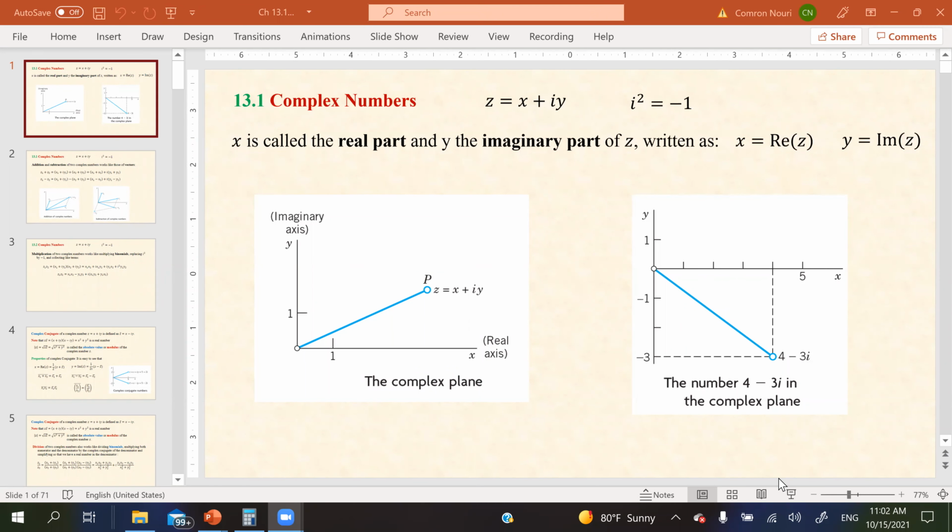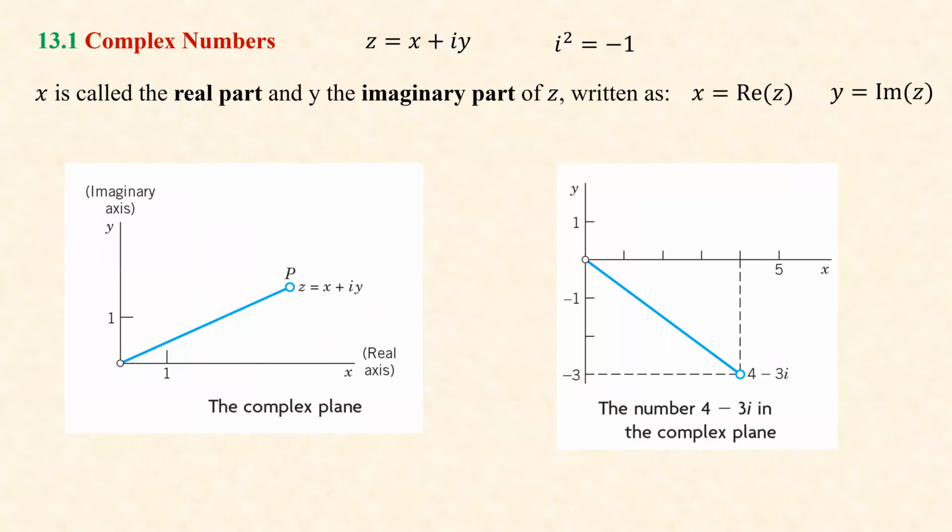So we started chapter 13 by introducing a complex number that is written in Cartesian form as x plus iy, where i is the square root of -1. And we said that x is the real part of z and y is the imaginary part of z. And we introduced the complex plane, where every point on the complex plane represents a complex number, and every complex number has a position in this plane.